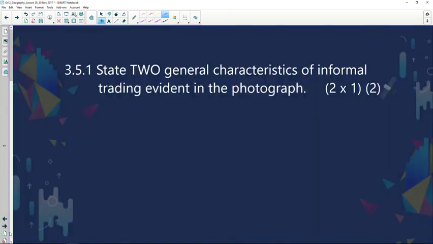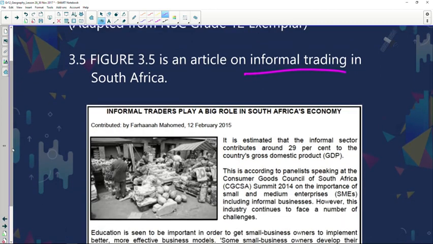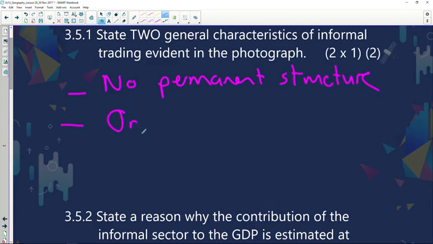State 2 general characteristics of trading evident in this photo. Now, if you go back to the photo, you can see there's no permanent structure. Okay, it's all over the place and is usually located on the streets and pavements. There's no permanent structure, and it's on the pavement and next to the road.